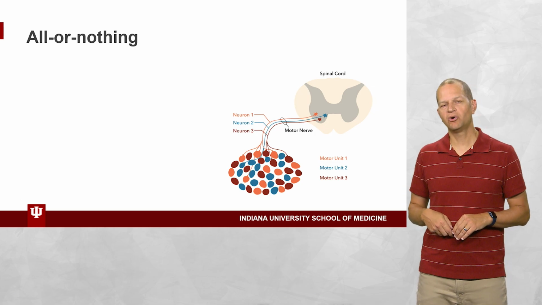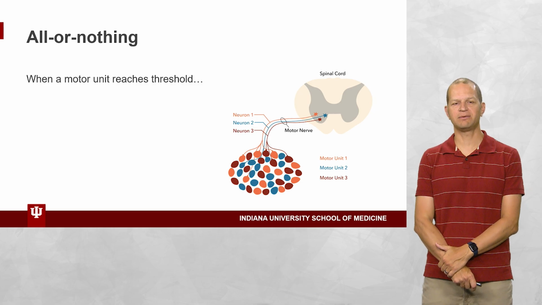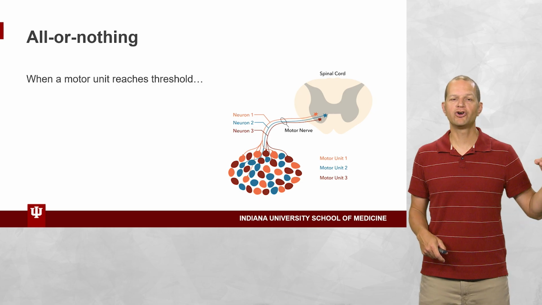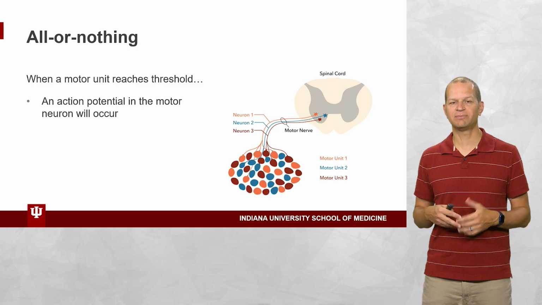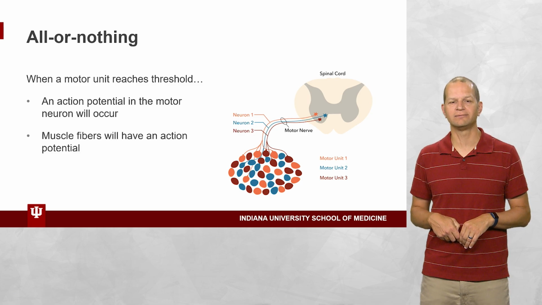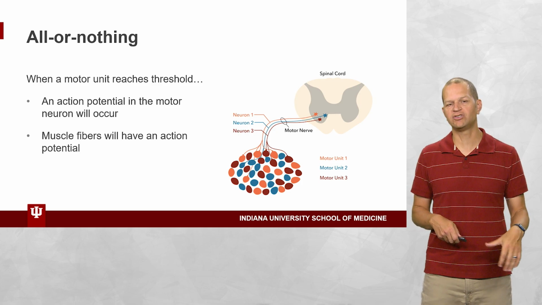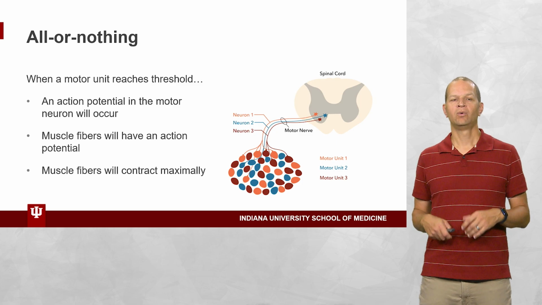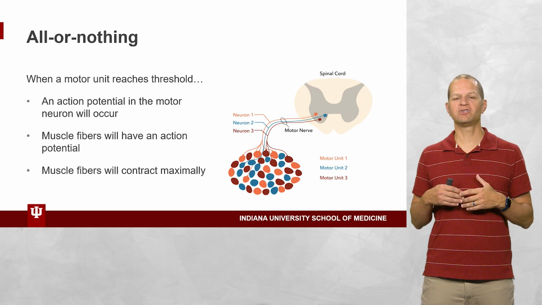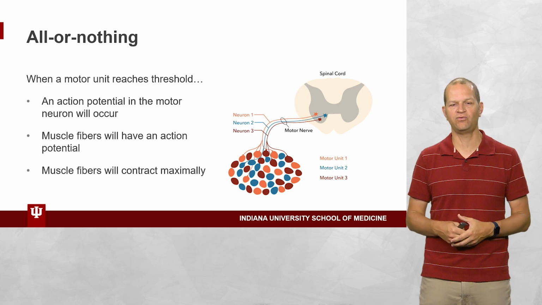When it comes to motor units, and this is similar to an action potential, we have what's called the all or nothing principle. When a motor neuron reaches threshold, an action potential in that neuron will occur. This will stimulate the muscle fibers, and the muscle fibers will ultimately have an action potential. And this is the key point here: those muscle fibers, when they have an action potential, will contract and generate maximal force.